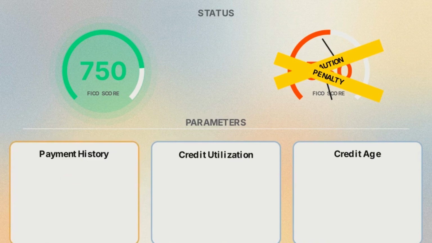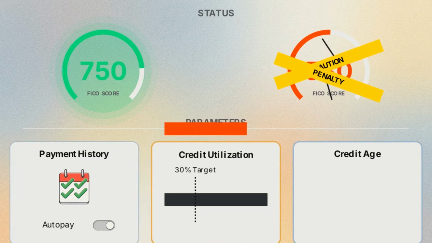Rule 1. Feed it on time. Payment history is the single most important factor. Set up autopay for the minimum balance on every account to ensure you never miss a deadline. Rule 2. Do not let it get too fat. Credit utilization is the percentage of your limit that you are currently using. Keep your balances below 30% to keep the algorithm healthy.